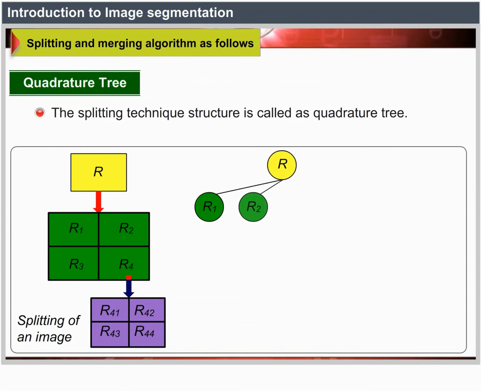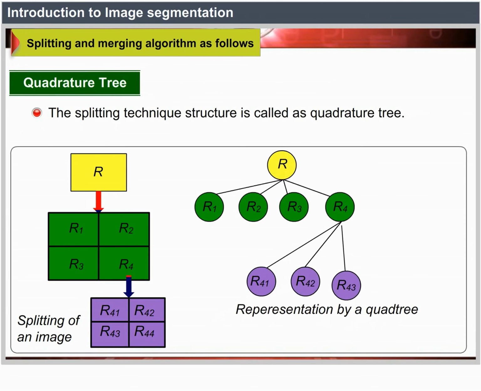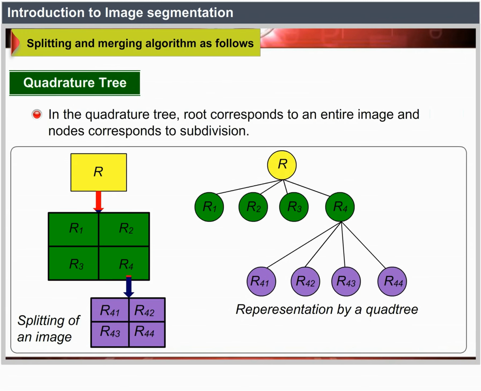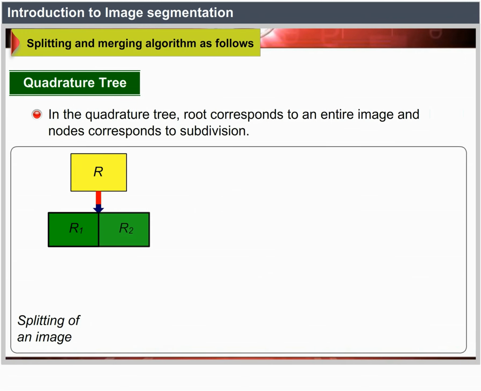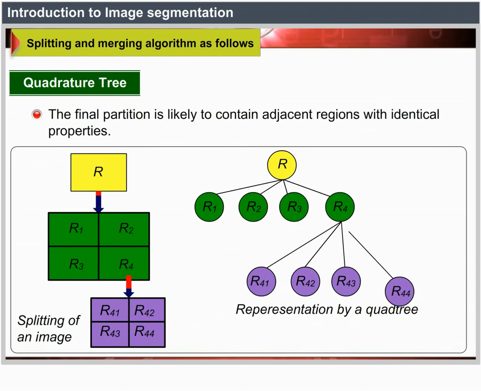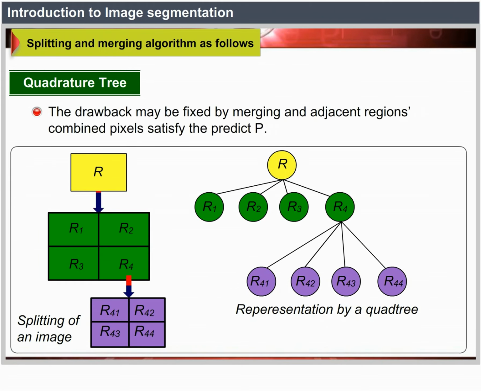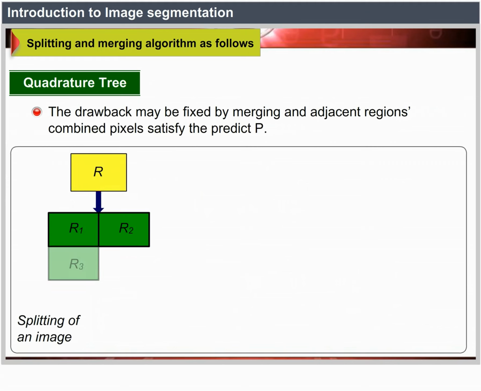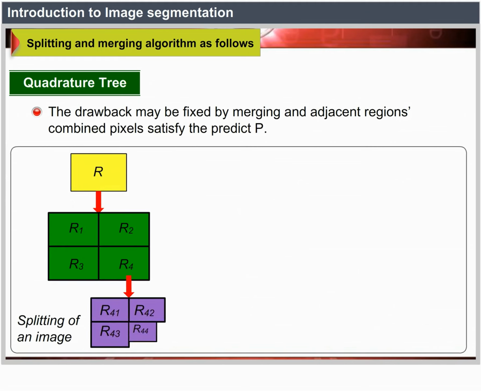Quadtree. The splitting technique structure is called a quadtree. In the quadtree, the root corresponds to the entire image and nodes correspond to subdivisions. The final partition is likely to contain adjacent regions with identical properties. This drawback may be fixed by merging only adjacent regions whose combined pixels satisfy the predicate P.